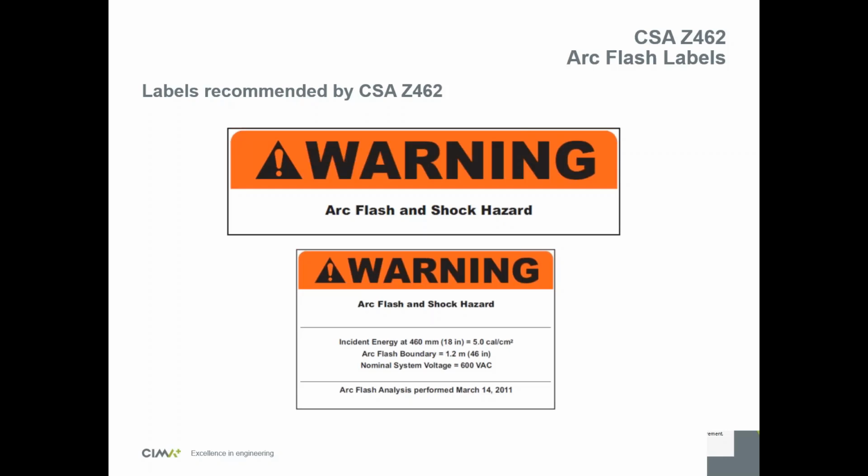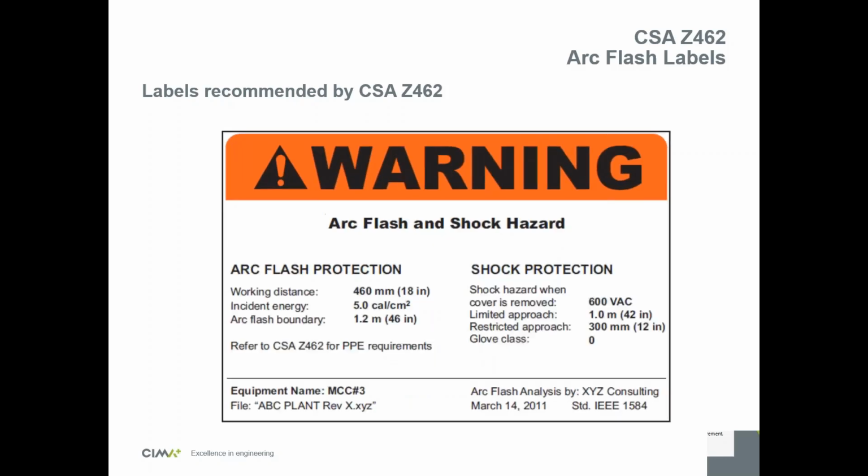Then there's the arc flash boundary, the distance at which you need to go back for the energy to drop to 1.2. Then you have the nominal system voltage, which is the line-to-line system voltage for this three-phase system example. Then you have the date of the arc flash analysis. When the date exceeds 5 years, then you know the arc flash study needs to be redone or updated.